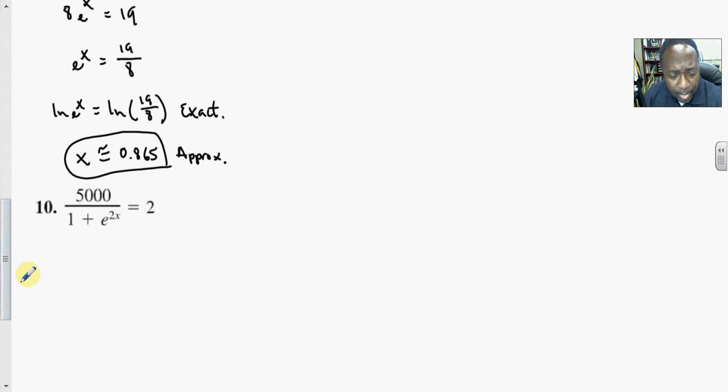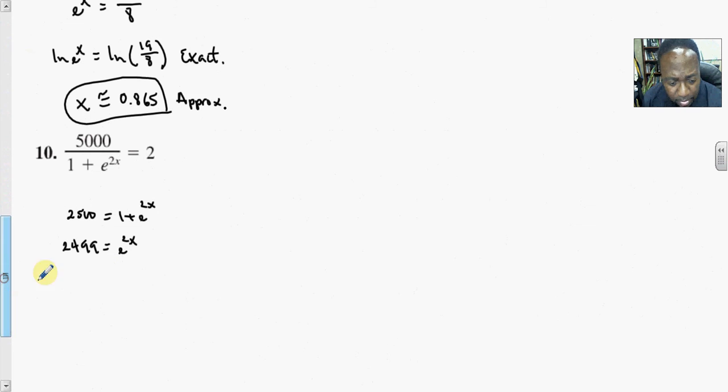This one we solve for x, multiply both sides by 1 plus e to the 2x, divide both sides by 2, and so we have 2500 is equal to 1 plus e to the 2x. Subtract both sides by 1, get 2499 is equal to e to the 2x. Again, these are things that we've done in the past. Take the natural log of both sides, divide both sides by that 2, you get the result.